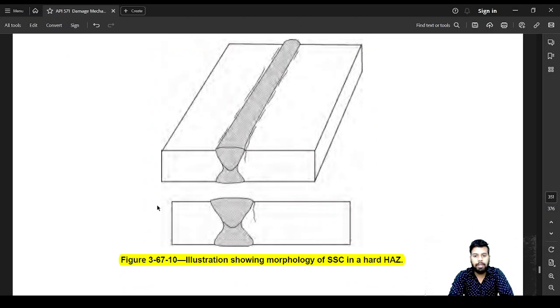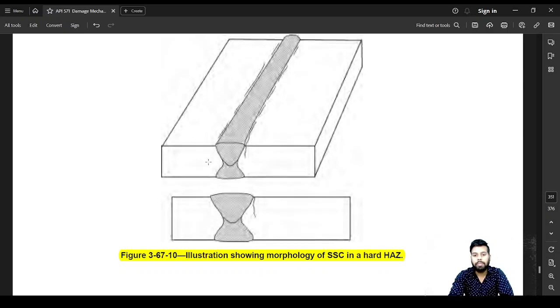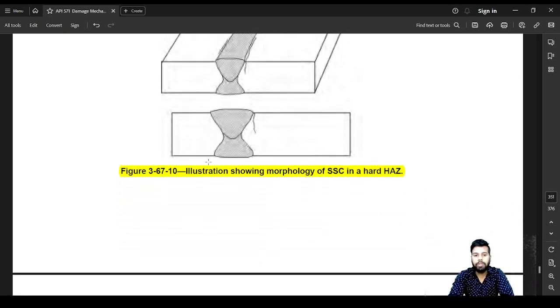Sulfide stress corrosion cracking in a hard heat affected zone is also due to hydrogen or H2S damage. They will have a crack-like appearance.